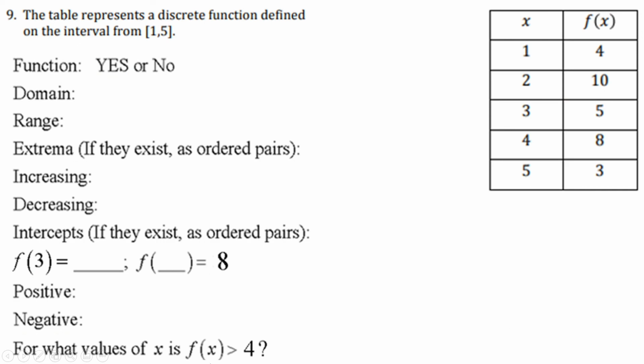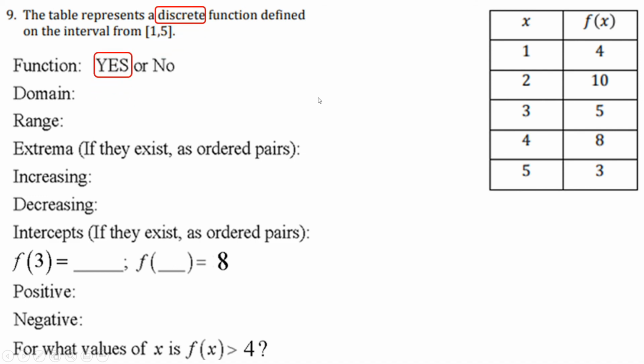Okay, number 8. Now they do the same thing, except they're giving us a table to represent a discrete function on the interval from 1 to 5. Now, a table to represent a discrete function, that is very appropriate. All right? So, is it a function? I just look at the table. Does every input have one and only one output? Well, when x equals 1, I'm at 4, 2, 10, 3, 5, and so on. Yeah, this is a function.